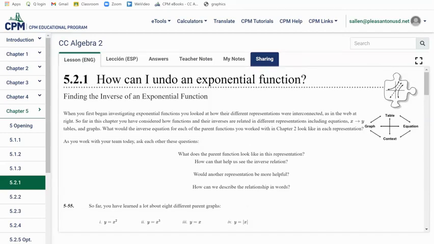So we are going to be looking at section 5.2.1, which is finding the inverse of an exponential function. So far we've looked at finding inverses of various functions, but not an exponential. At this point, we've kind of gotten stuck and said we don't really know what the inverse is.